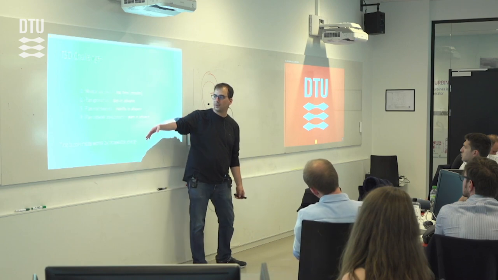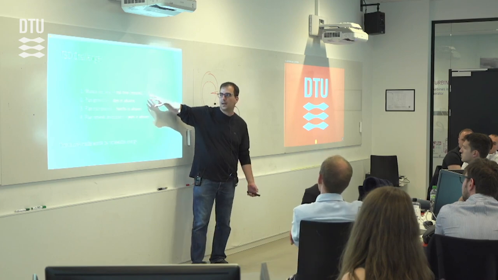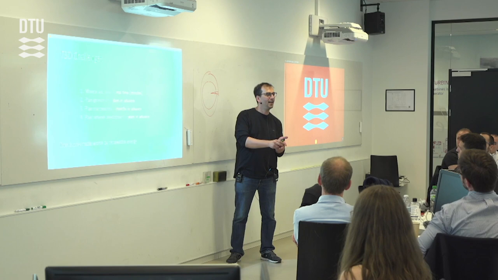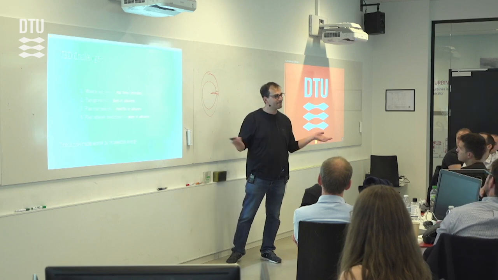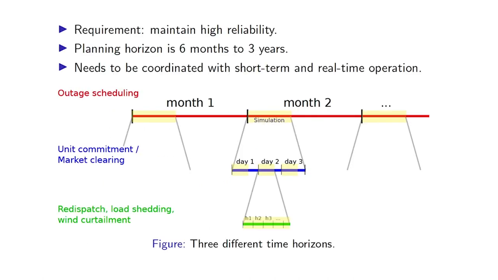The reason it has been becoming worse is that, well, monitoring and reacting is what it is, but because of the variability in production, planning the generation days in advance can become quite challenging, and because of that, planning the maintenance, because you just don't know what's going to happen. The definition of hell is a cold day, no wind, and cloudy. If that happens, we need a lot of storage. So those problems are only going to be exacerbated by the introduction of intermittent energy sources.